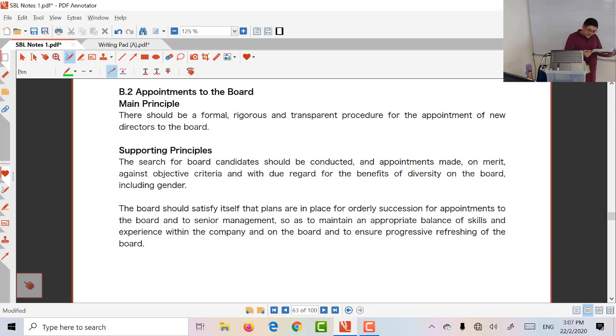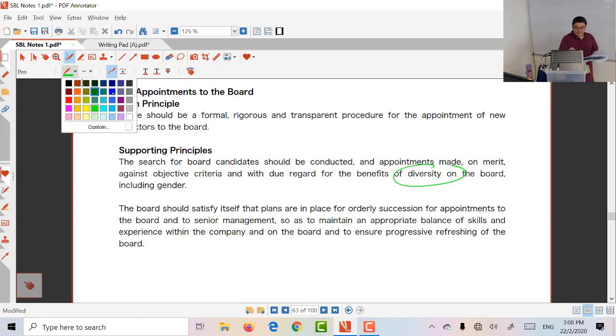Now, it goes on and says that, supporting principle, the search for board candidates should be conducted and appointments be made on merit against objective criteria with due regard to the benefit of diversity. Now, diversity is a kind of balance that we should take into account. How diverse is your board? Okay? And then it repeats that your board should have balance of skills and experience.